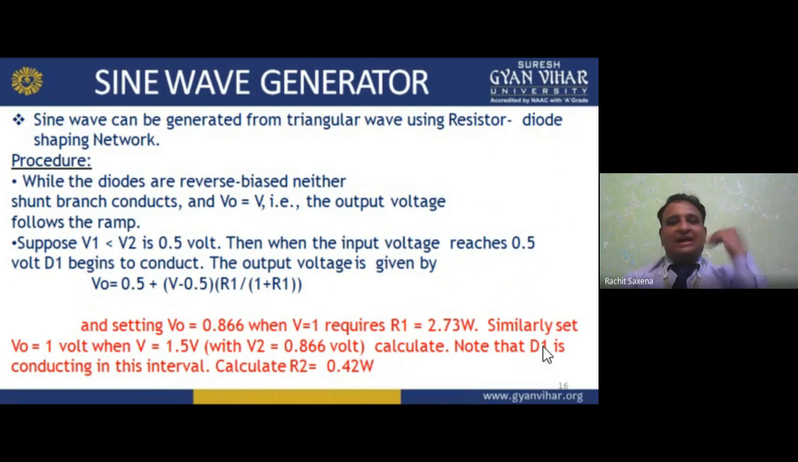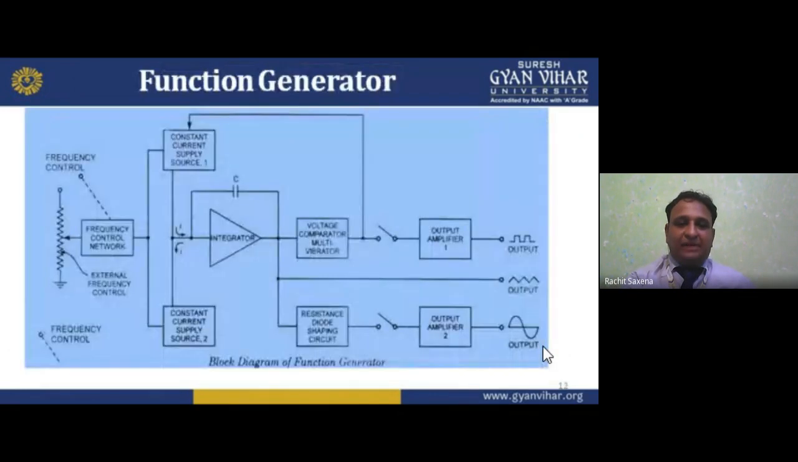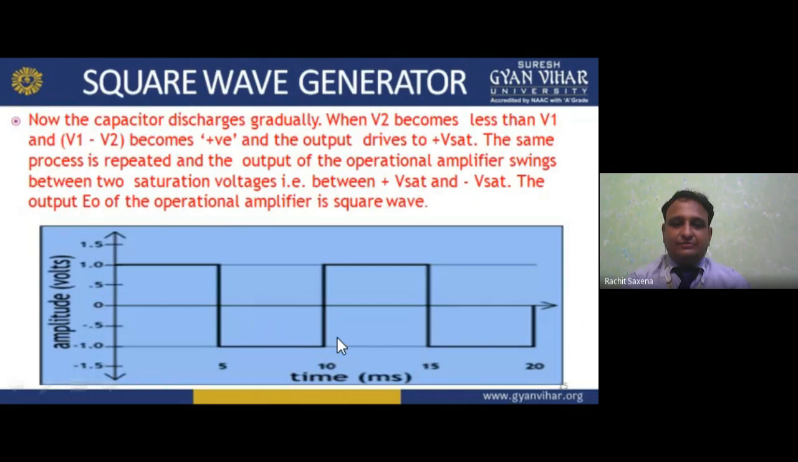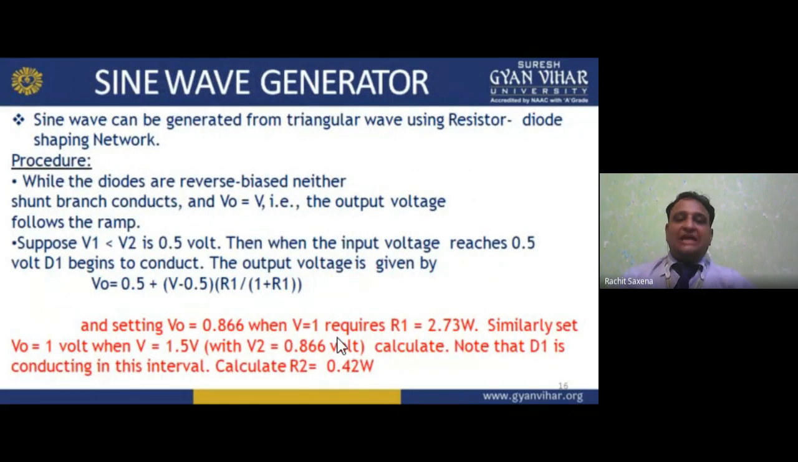It is similar to that triangular wave, meaning we are using an integrator. See here, we are using this integrator, same as here, but I am using a resistor diode shaping circuit. Now, the sine wave is easily generated from the triangular wave using the resistor diode shaping circuit. What do we use? A resistor diode shaping network or circuit.